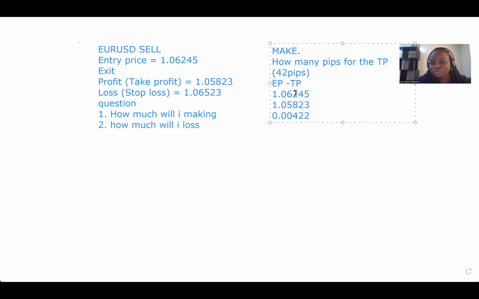Now let's go to how much you'll be risking. Let me remove all this. So now let's look at how much you're risking, which is loss, or better put, risk. Now for the risk, how many pips?